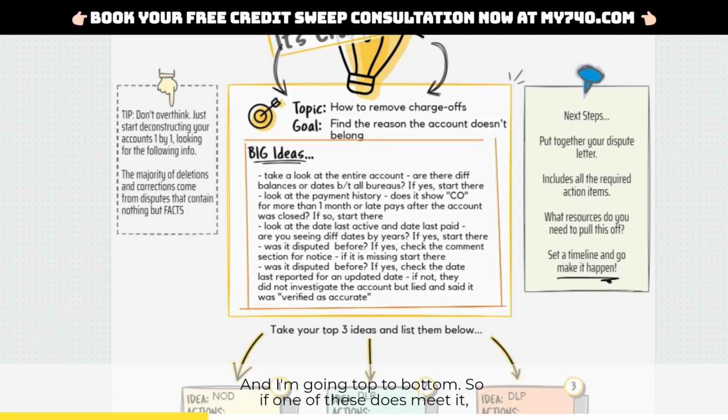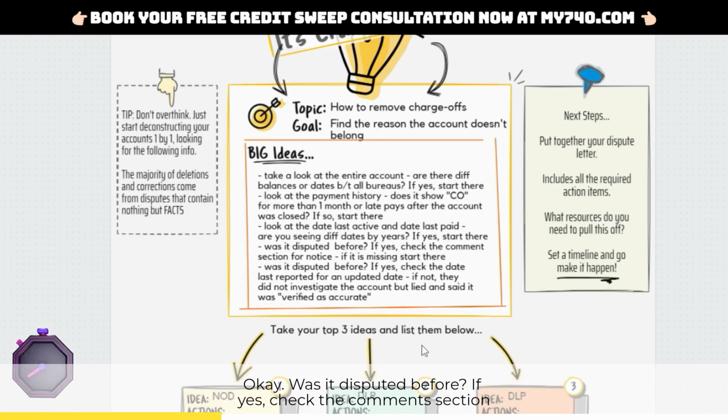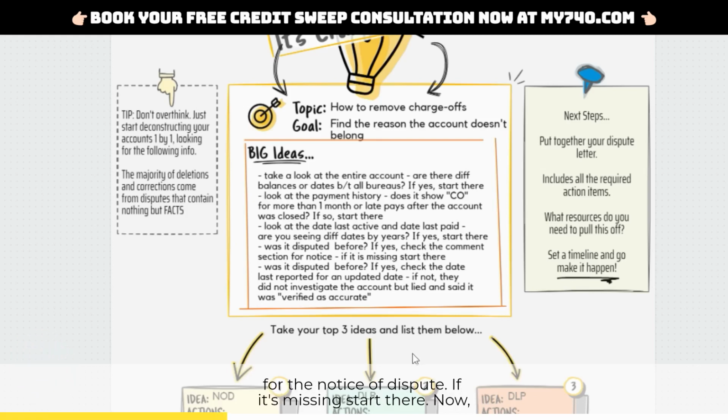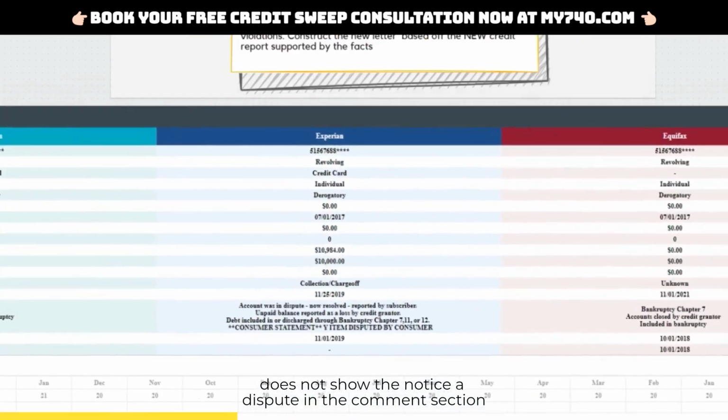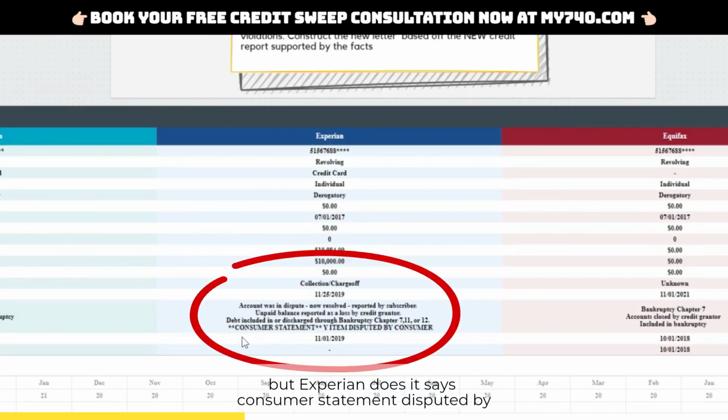And I'm going top to bottom. So if one of these does meet it, but something else doesn't, then that's where you want to start, okay? Was it disputed before? If yes, check the comment section for the notice of dispute. If it's missing, start there. Now, take a look at this account. Remember I said that TransUnion does not show the notice of dispute in the comment section, but Experian does. It says consumer statement disputed by consumer.